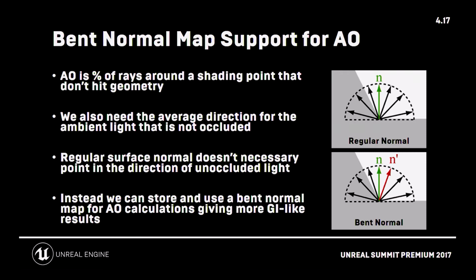And these are used for ambient occlusion. Ambient occlusion is a measure, for each particular point on a surface, of the amount of the hemisphere that is not occluded by geometry, that is visible by the sky. And so we need that percentage that is occluded or not occluded, and we also need the average direction of the ambient light.